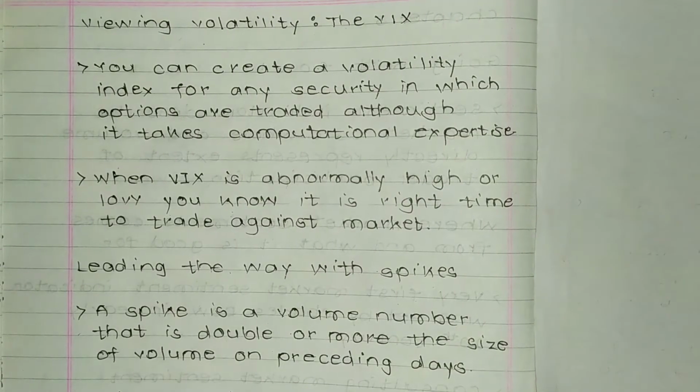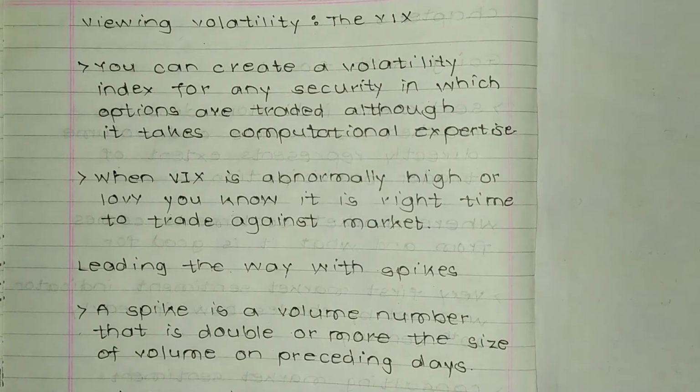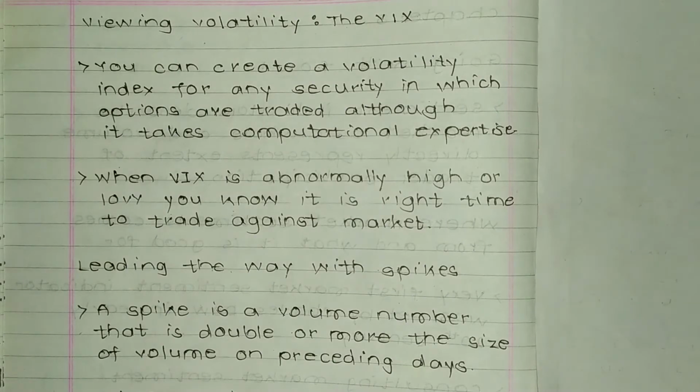Viewing volatility: the VIX. You can create a volatility index for any security in which options are traded, although it takes computational expertise. Volatility index means the rate of movement of that stock. So you can create that for securities in which options are traded, although it takes computational expertise. That means you need knowledge for that.